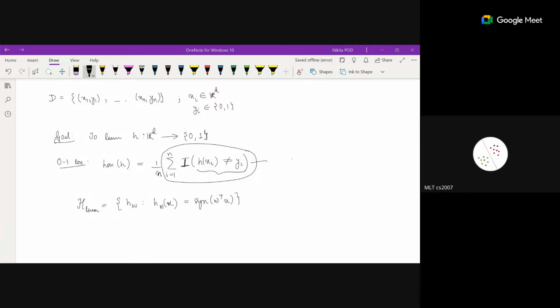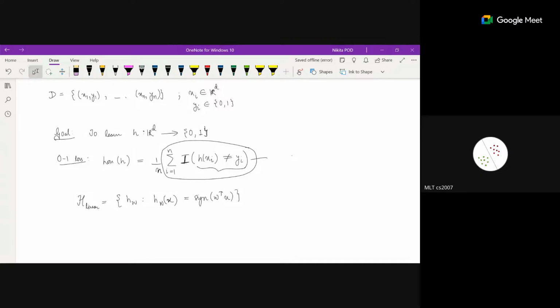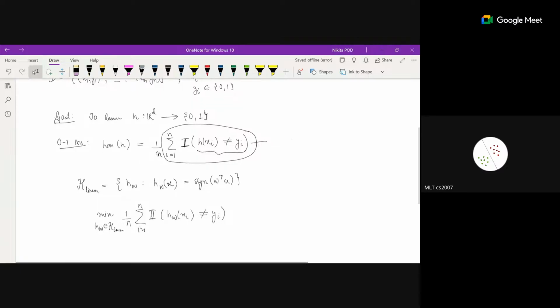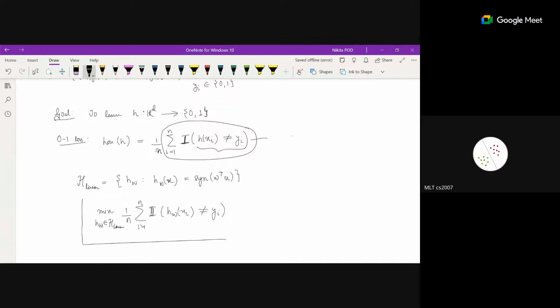Now we'll be restricting this loss to that linear function. So now the goal is that you want to minimize this loss, right? And this loss is given by the indicator of hw of xi not equal to yi, where i is varying from 1 to n, and this hw belongs to H linear. So this is our goal. We want to minimize this loss.